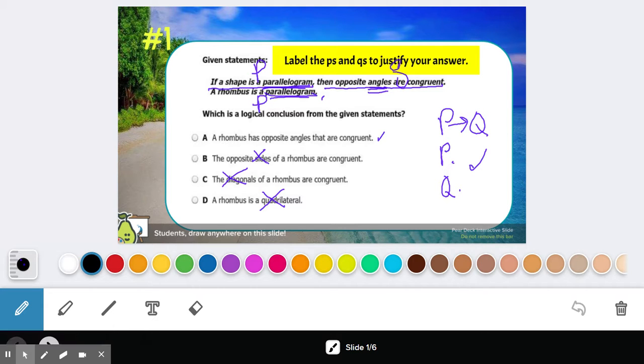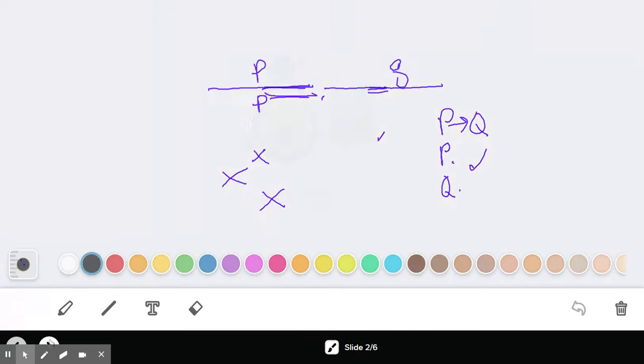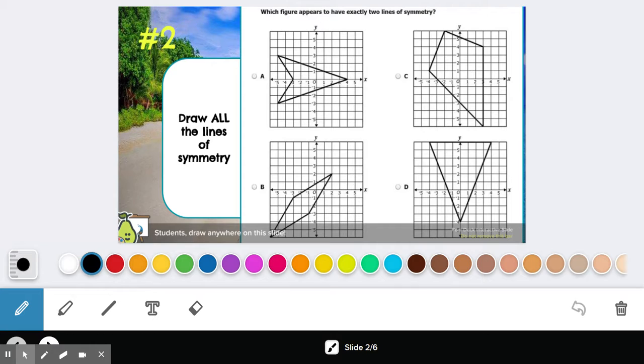And kind of talk yourself through that. Super important. Let's go to slide 2. Which figure appears to have exactly 2 lines of symmetry?